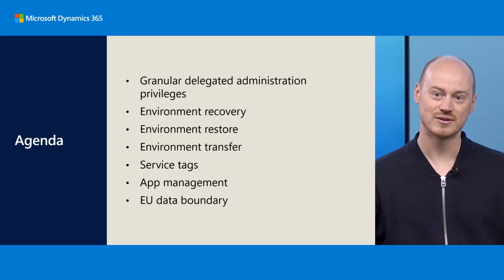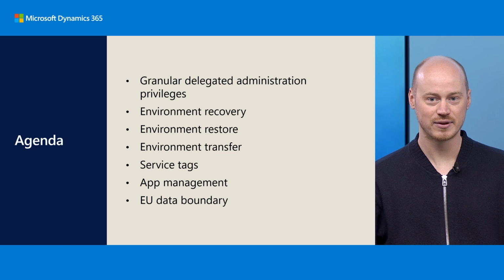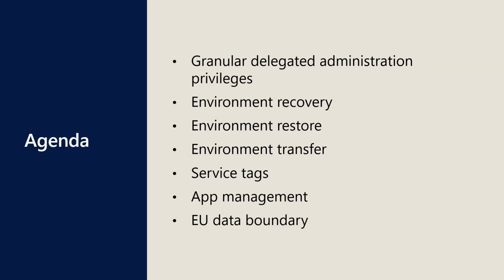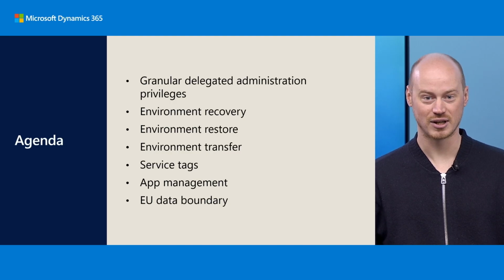Today we'll cover several topics, starting with an update to granular delegated administration privileges, followed by several new environment operations. We'll talk about service tags and how they can help you protect traffic to and from your environments. We'll move on with some new app management features, and finally we'll have an update on how the EU data boundary applies to Business Central customers in the European Union.